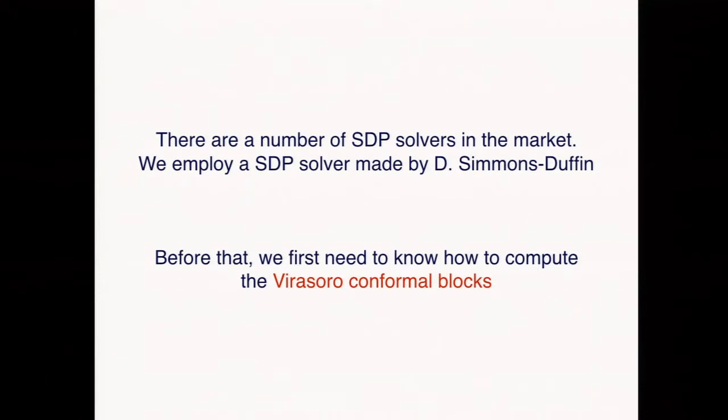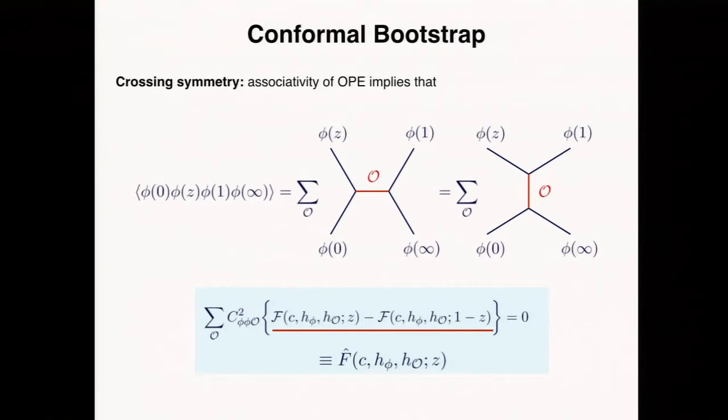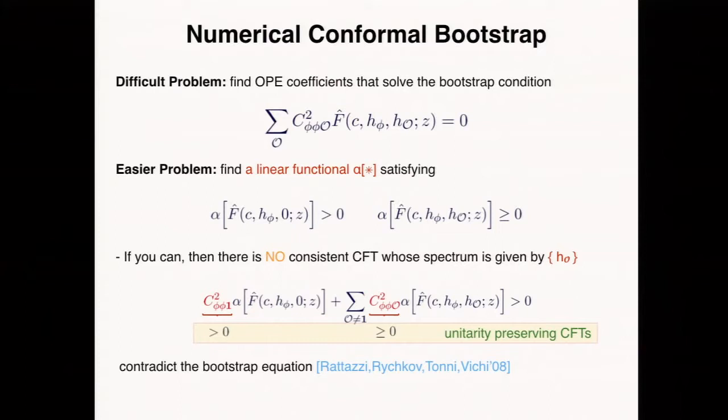There are a number of semi-definite programming solvers on the market. There are many free programs, and we are employing an SDP solver made by Simmons-Duffin. Before that, we first need to know how to compute the Virasoro conformal blocks, because we have to start with the input, which is this function, the Virasoro conformal blocks. These Virasoro conformal blocks are independent of theories. The input is just a 2D conformal field theory with central charge, the dimension of the external operator, the dimension of the intermediate operator, and the complex coordinate z. So those are completely independent quantities, and we have to find them.